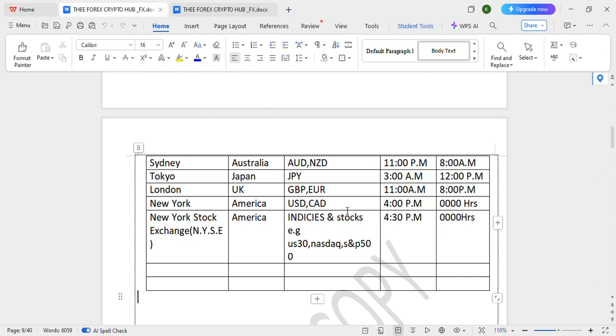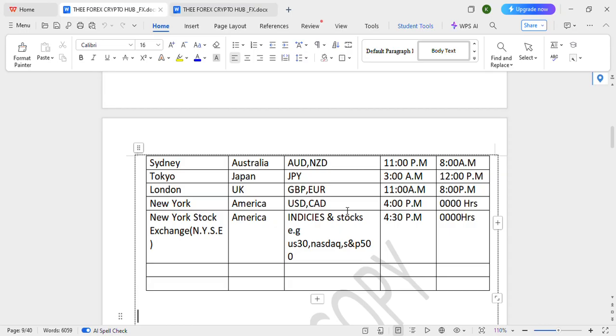Examples of the things you can trade best during this time are the US 30, or the Wall Street, then we have Nasdaq, the Nasdaq 100, or US Tech or US 100. It has many different names depending on the broker you're using. Then we have the S&P 500 as well. We have other stocks and other indices. There are very many, and you can best trade them from 4:30 p.m., that's exactly 30 minutes after the open of the New York session. The session will run all the way to 00 hours, that's midnight.